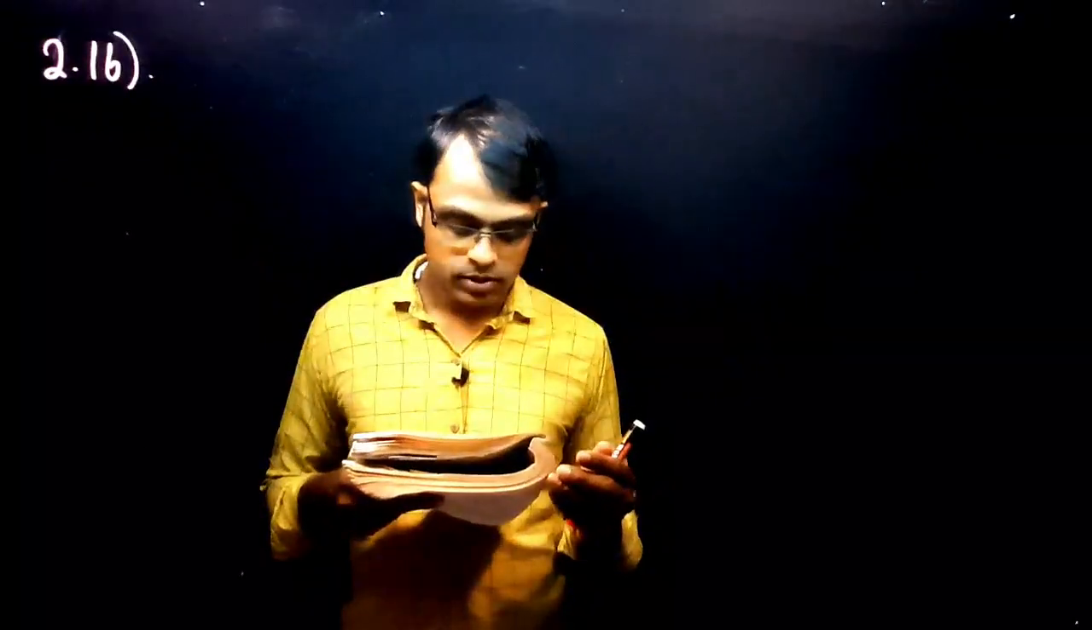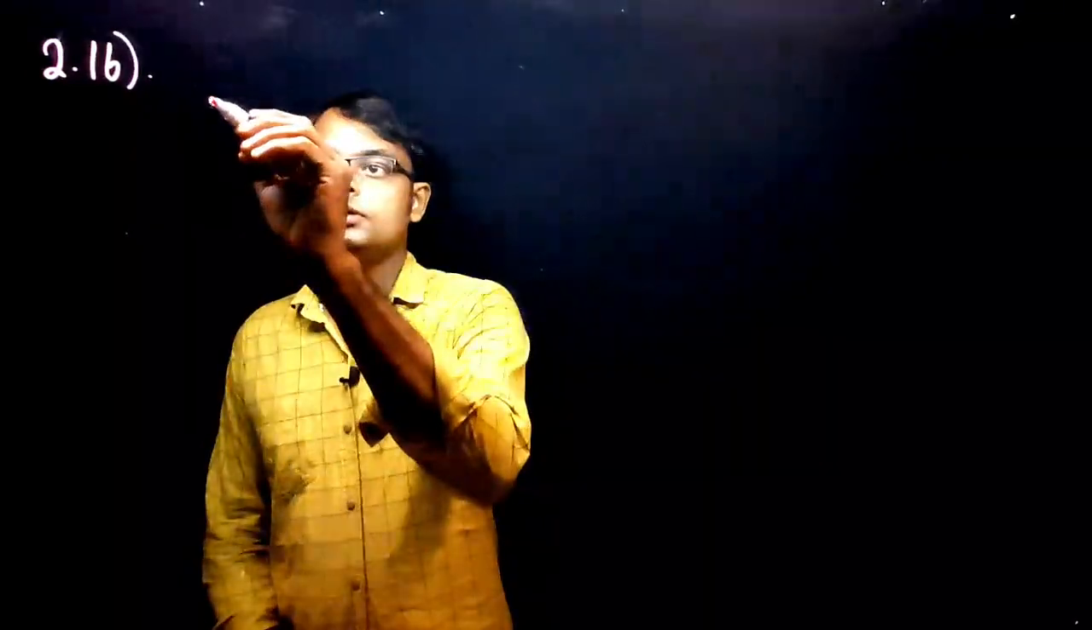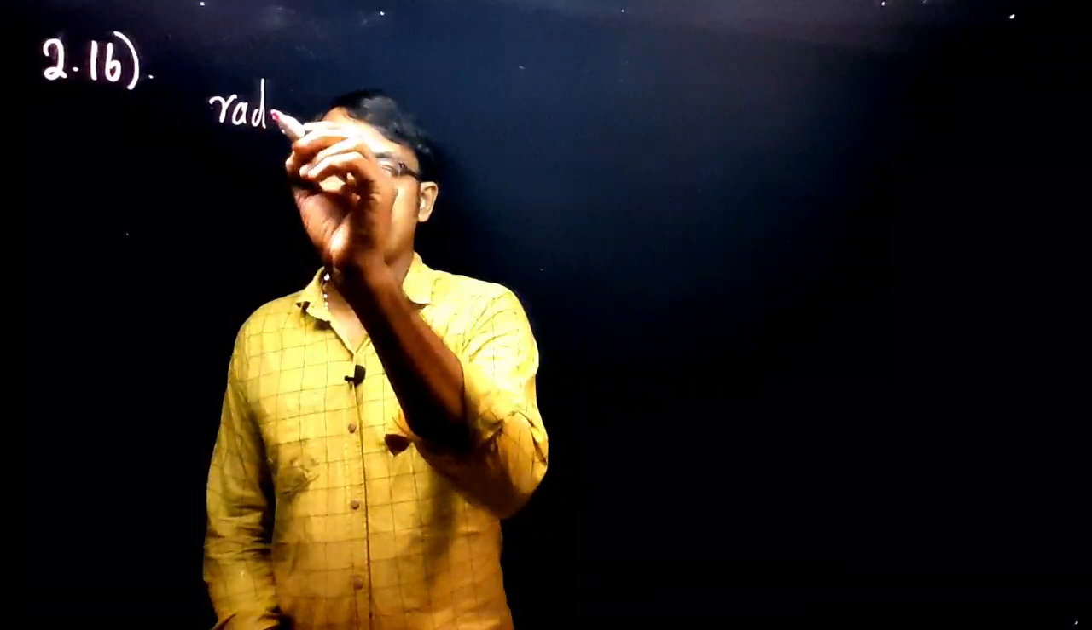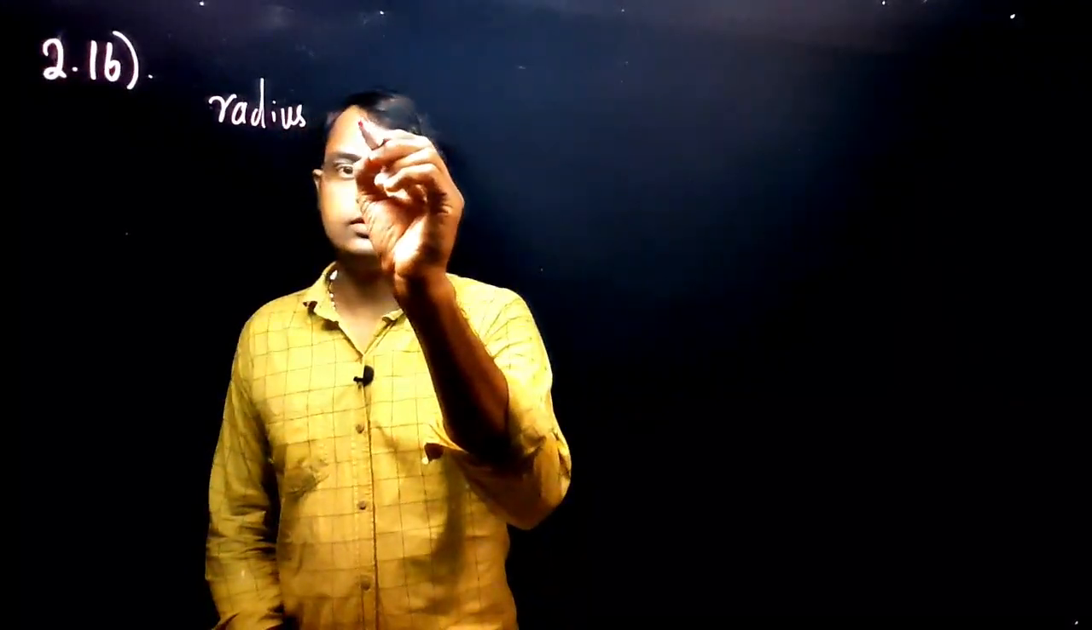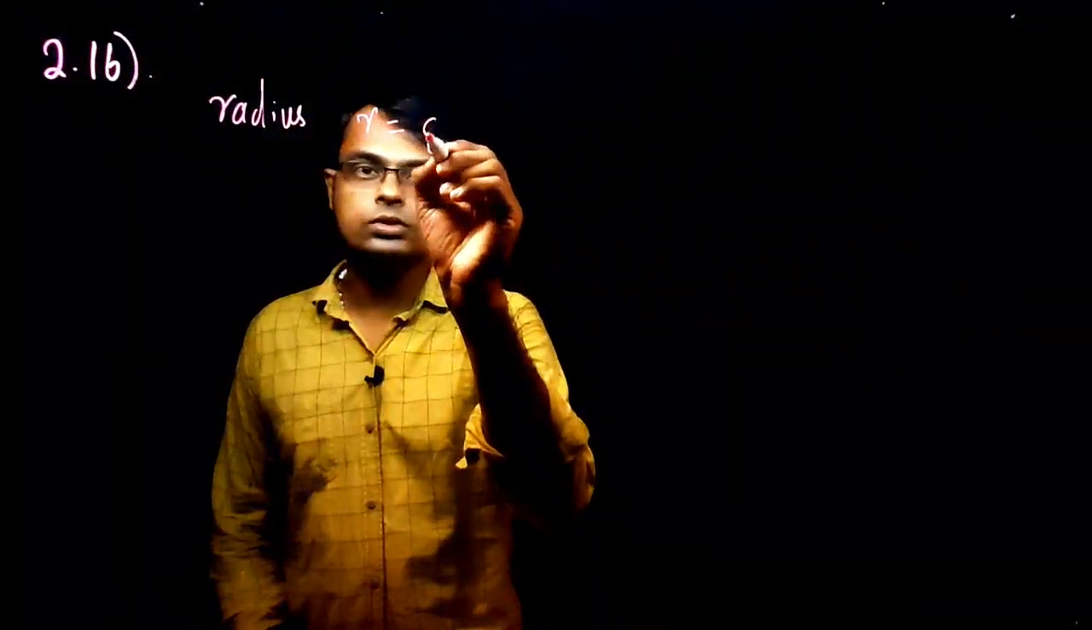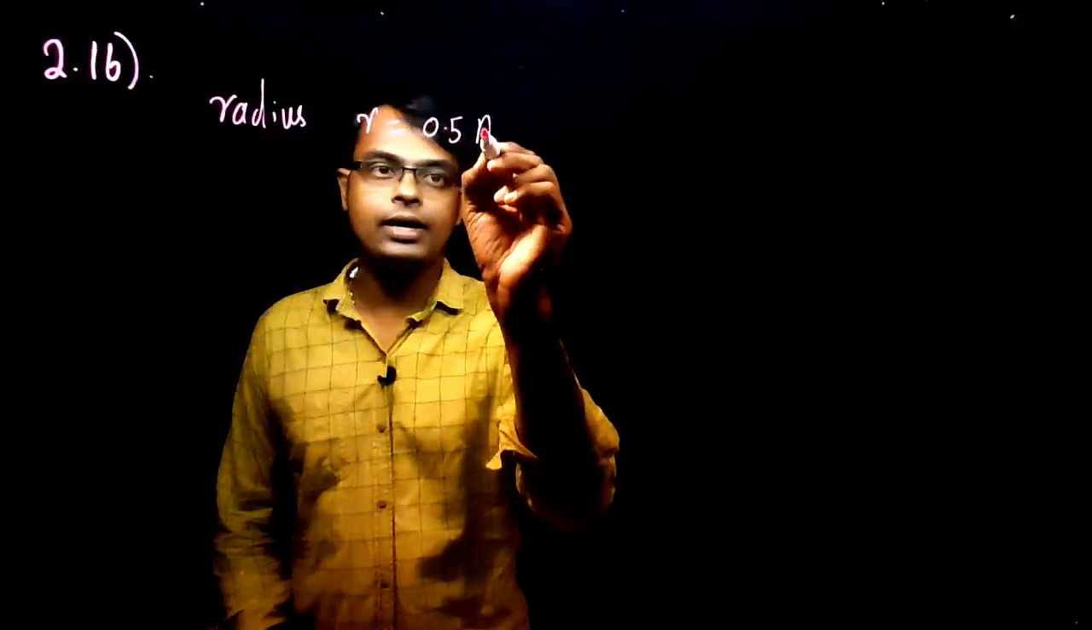Now let's do the question. Exercise question 2.16. Let me read the question. You can also read the question. The size of the hydrogen atom is about 0.5 angstrom. Size means the radius of the hydrogen atom is given, R is equal to 0.5 angstrom.